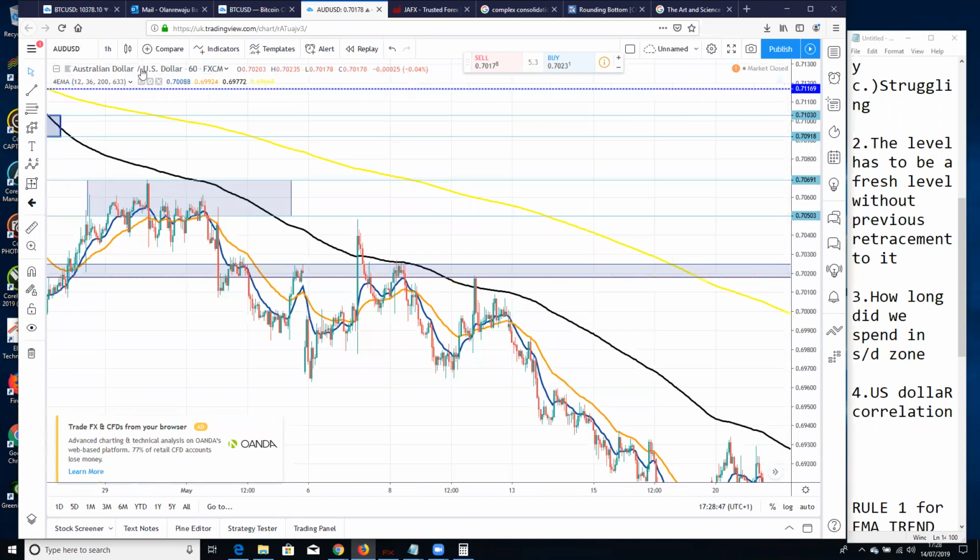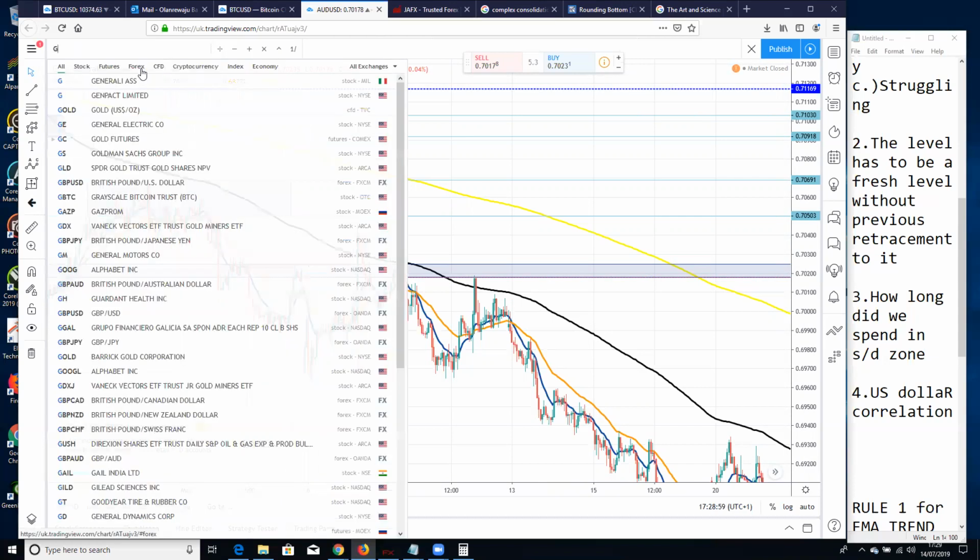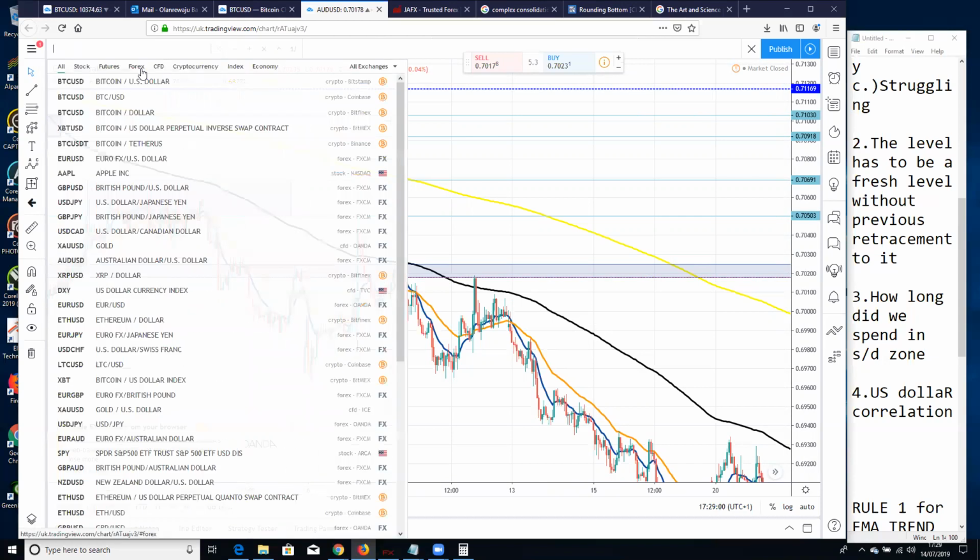So the next thing that we're going to consider now is, if you have a couple of charts that you want to look into, start bringing them forward. In the meantime, I'll be looking at all the dollar pairs. All right, so let's look at Euro USD.